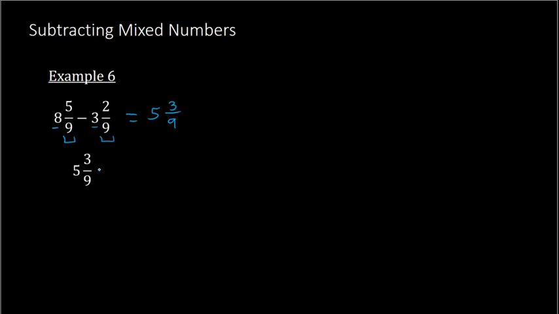Now just notice we can simplify the fraction component. So the 5 would stay the same, and then 3/9 can reduce by dividing top and bottom by 3. 3 divided by 3 is 1, 9 divided by 3 is 3. So our final answer would be 5 1/3.